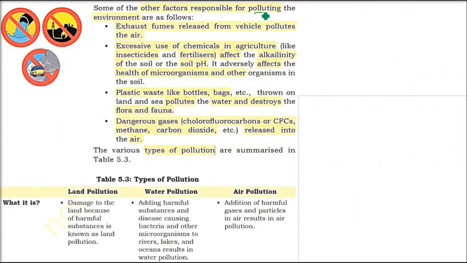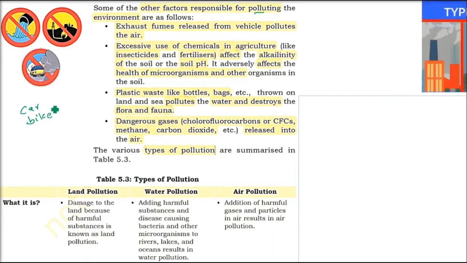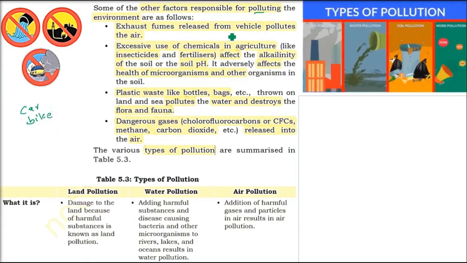So the factors which are responsible for polluting the environment, what are these? First is your car, your bike, the different vehicles on the road. They create fumes which are coming from vehicles, and they go directly into the air. The aircraft, air travel, it's most dangerous because it's hurting the ozone layer. Then for excessive agriculture, we use chemicals, for example, insecticides, fertilizers, pesticides.